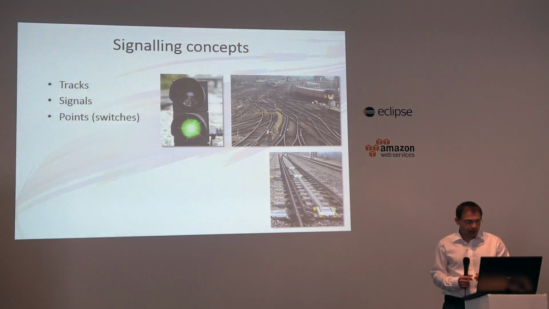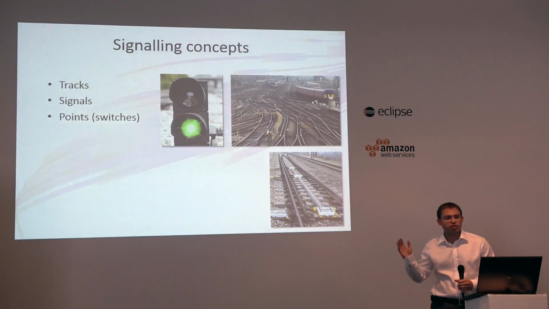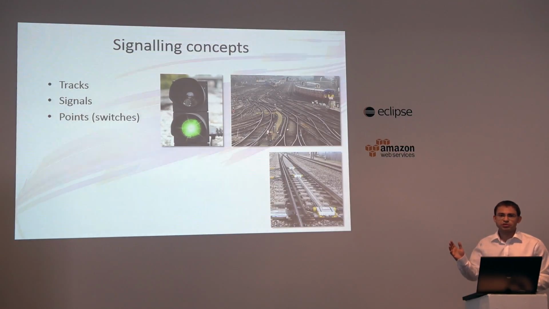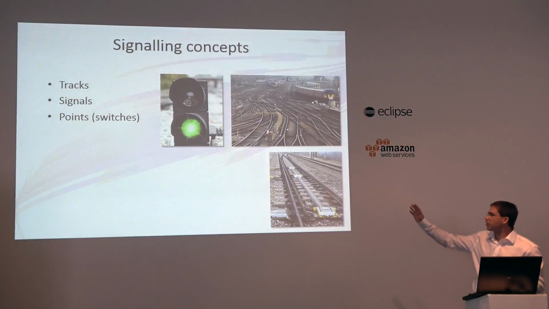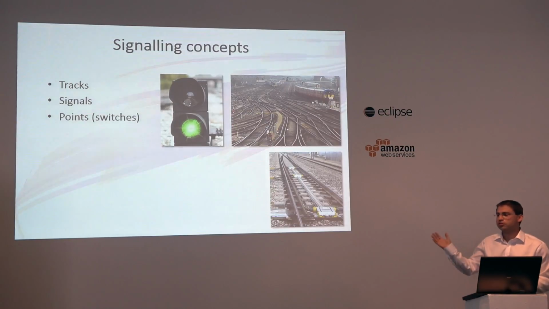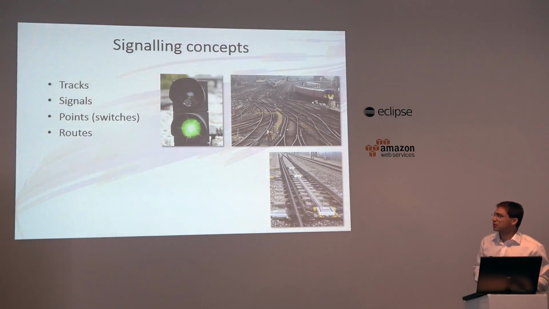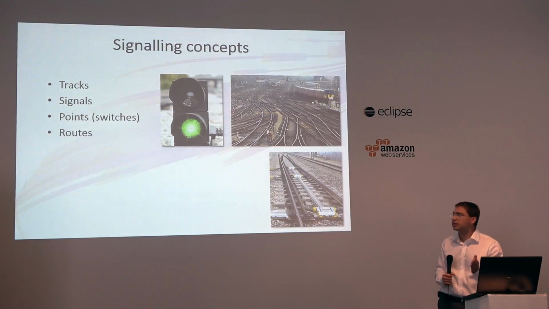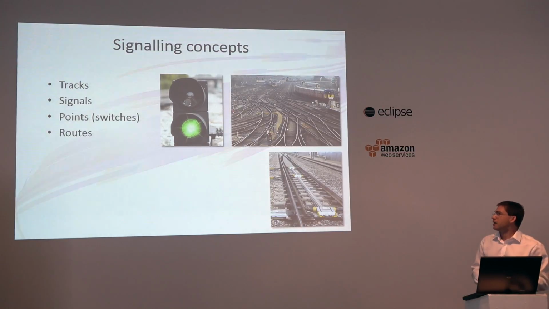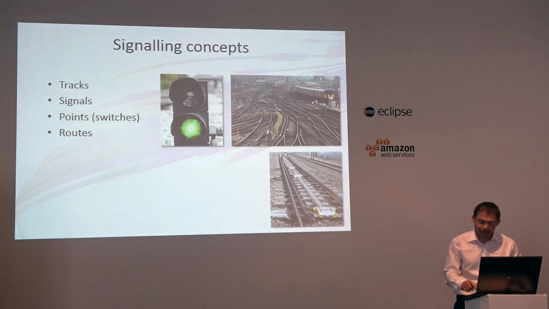And the third key element are points or switches. These effectively allow the trains to change direction of travel. Say you're traveling from Derby to Nottingham and London, at some point you'll be going through a number of those points, and depending on the position, they will make the train go to Nottingham or London or any other route. Another point is routes, which is more of a logical component which facilitates signaling control, and that really facilitates setting of points and signals to make sure that trains can run.